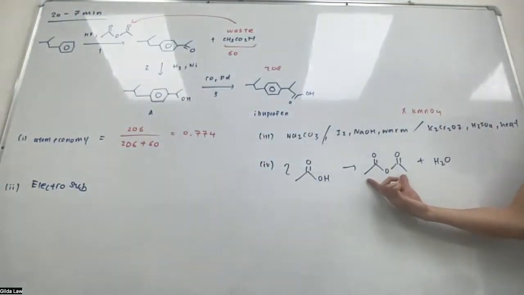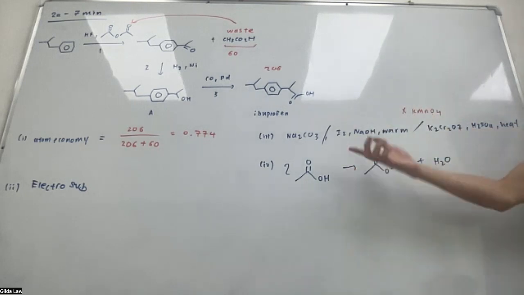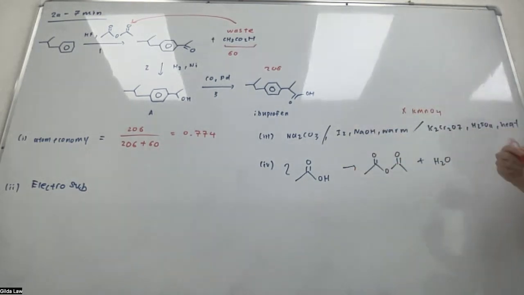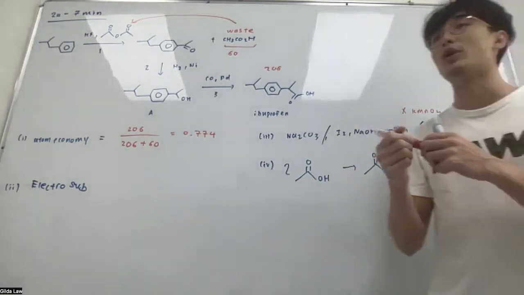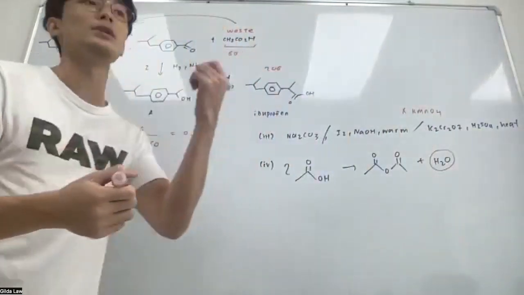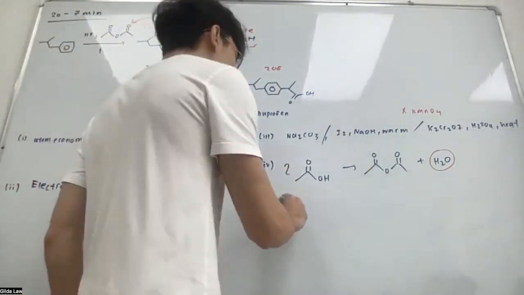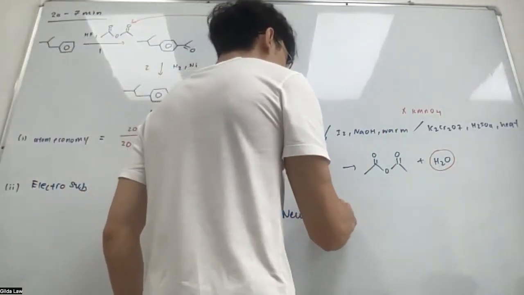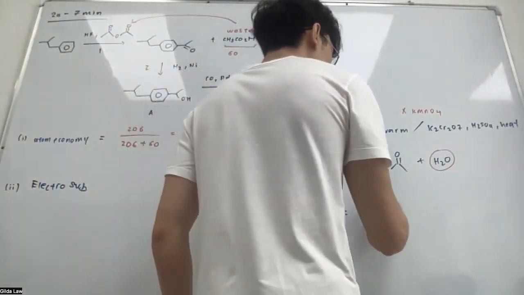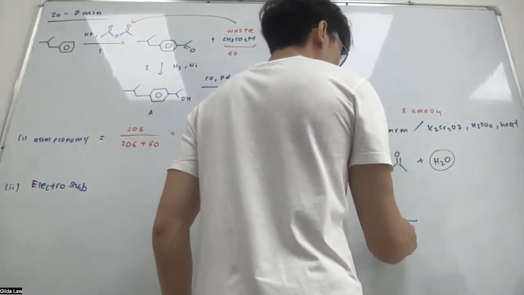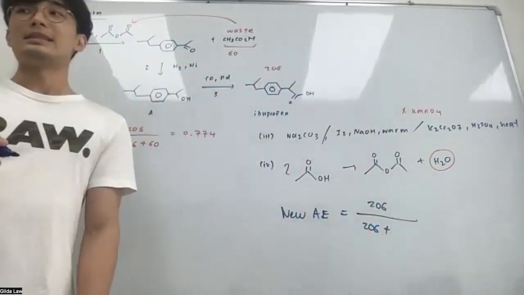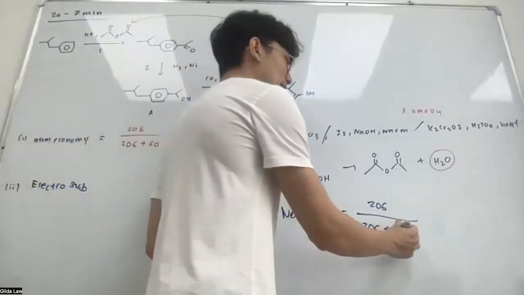But do we count this as the waste? No, this is a useful item. I want this for the reaction of this flowchart, right? Instead, your waste is now just relegated to just water. Water is a lot smaller, so that means the amount of wastage has to be less. So how do you calculate the new atom economy? We just take 206 over 206 plus what? Is it 18? No, here it's 9.